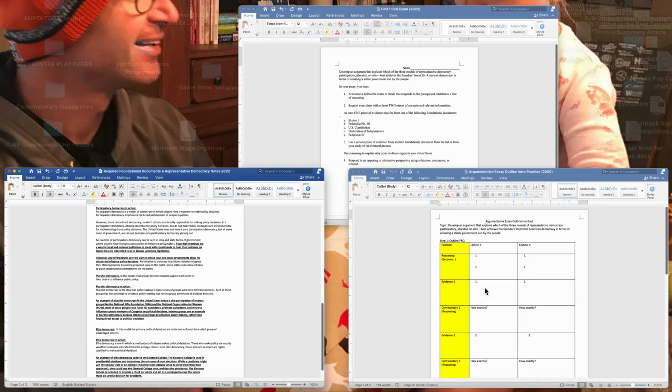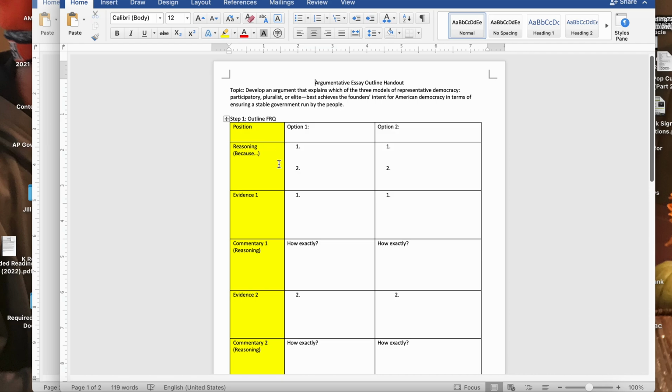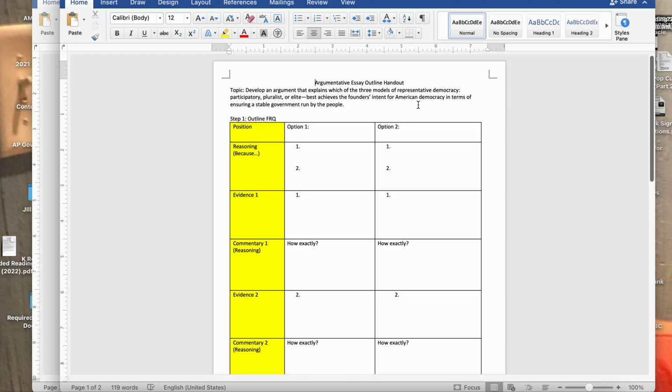Now, the last part of this is going to be filling out this outline FRQ to kind of organize your thoughts. What I'm looking for here is for you to take a claim. We're asking you to develop an argument for which model of representative democracy, participatory, pluralist, or elite, best achieves the founders' intent. So you've got to make a claim here. You could say, maybe, it is my belief that a participatory democracy best achieves the founders' intent for American democracy.